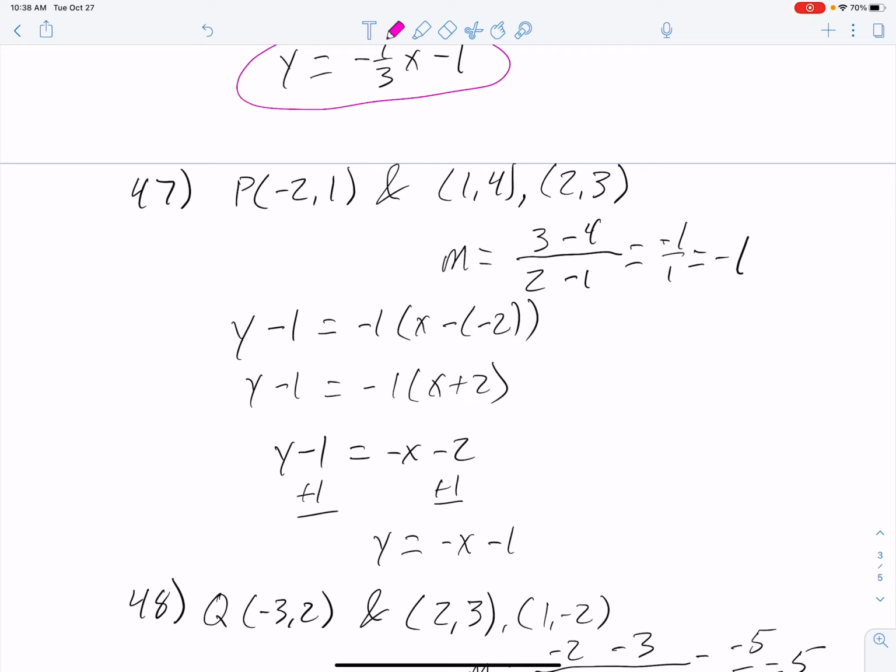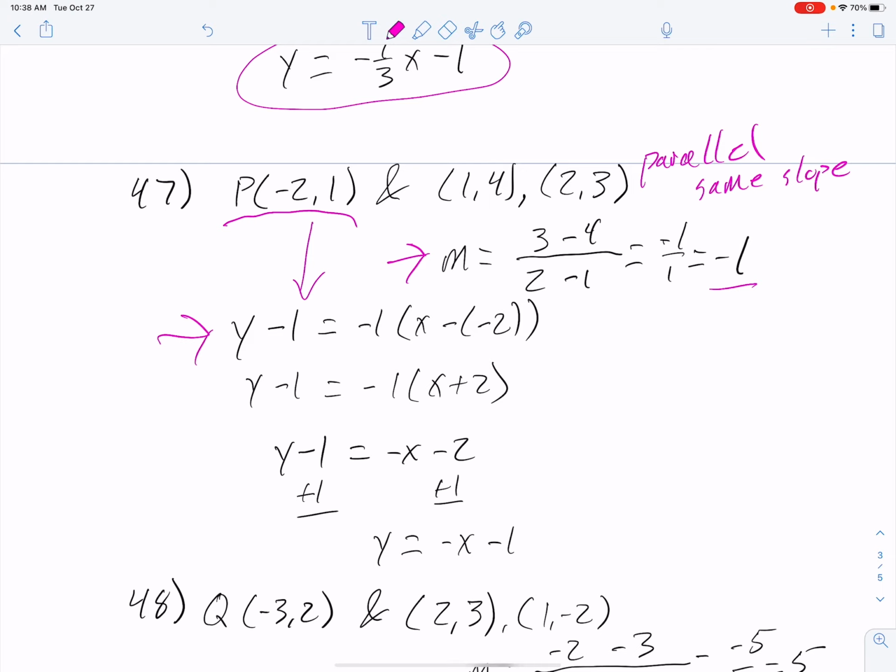47 wants us to find the line that goes through the point (-2, 1), but is parallel to the line that goes through (1, 4) and (2, -3). So if I know these lines are parallel, they're going to have the same slope. So I find the slope between the 2 points given, it's -1, and then I use -1 and the point that I'm working with, (-2, 1), to set up my point-slope equation and isolate y.